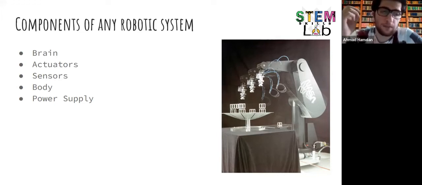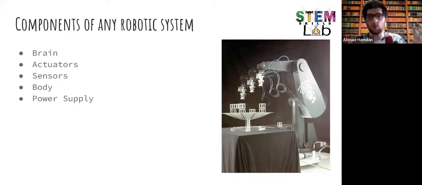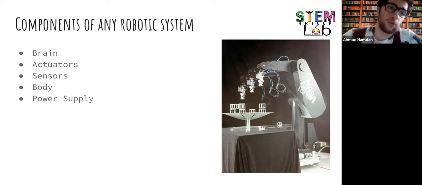Okay, actuators, which receive their commands to move from the brain itself, or from the controller. And they are, of course, responsible for moving the robot around, for the robot to interact with the environment, and so on.